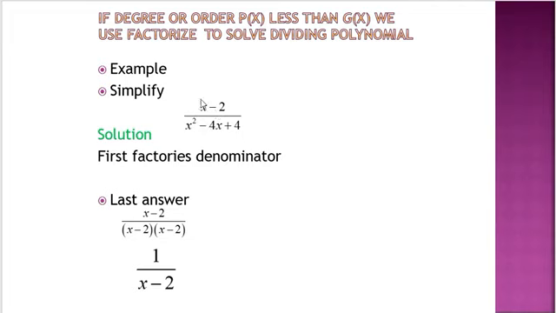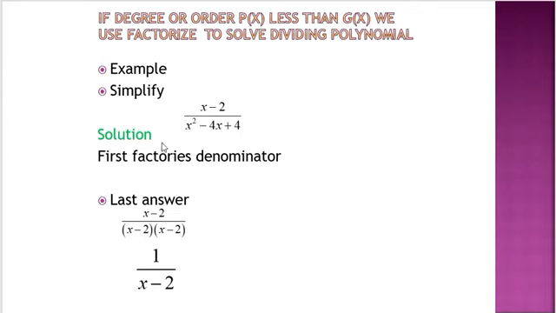Like this, we have x minus 2 divided by x squared minus 4x plus 4. As we can see, the polynomial power of the top is lower than the bottom, so the denominator has a greater power than the numerator. In this case, we do not need to use long division, but instead we try to factor the denominator if it can be factored.